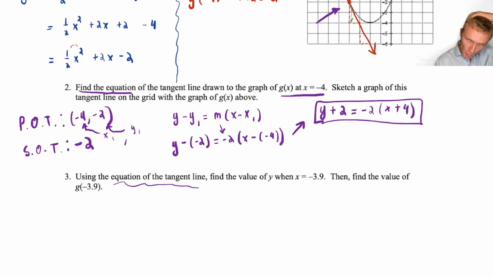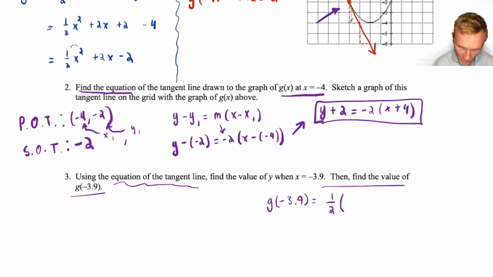First, I'll show you what the actual value is. And this is something that I've done ahead of time by using a calculator. It would be too hard to do in our heads. I want to make sure I have this ready. If I plug into my original equation, I'm actually going to find g of negative 3.9 first. G of negative 3.9 is 1/2 times (x plus 2) squared minus 4. And so that's a lot to do.